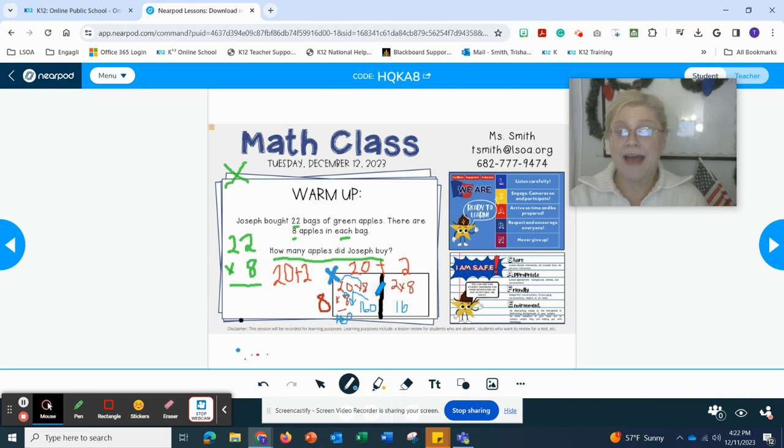Now remember, we have to add these two numbers. So 160 plus 16. 0 plus 6 is, remember, we're adding, not multiplying. 0 plus 6 is 6. 6 plus 1 is 7. And 1 plus 0 is 1. So we have 176.